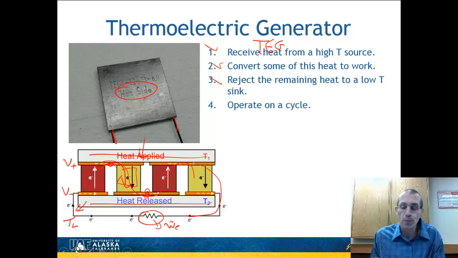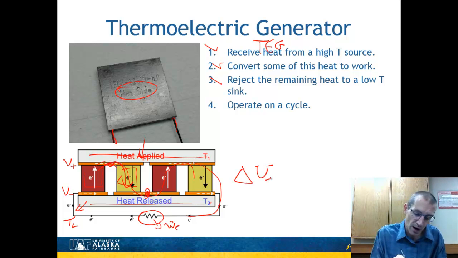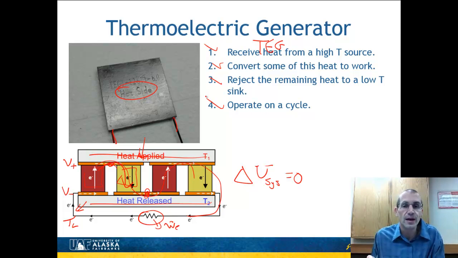The fourth one is that it operates on a cycle. And what it means by that is that, as I said, this thing is not building up energy in time and not decreasing. Or we can kind of say that delta U of my system is 0 with time. It's a steady state system. And it is operating on a cycle. So check. So a thermoelectric generator is a type of heat engine.